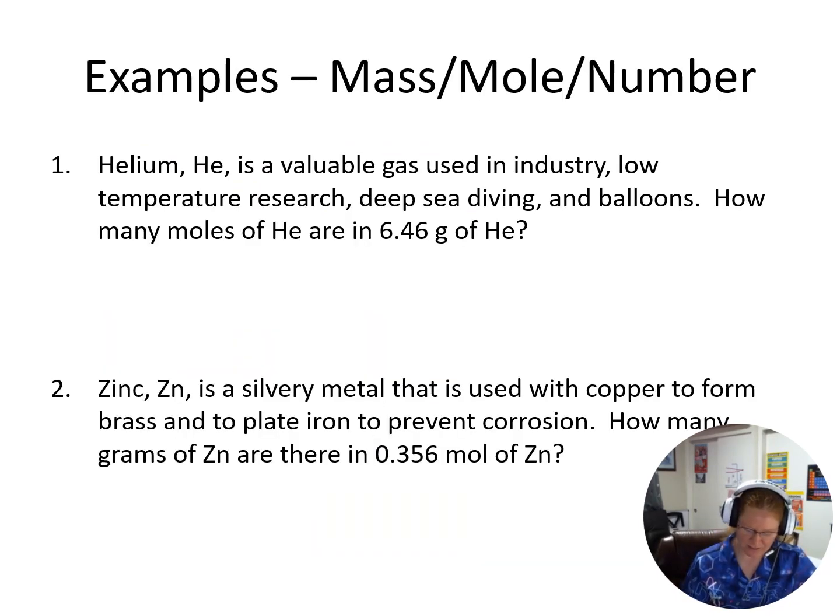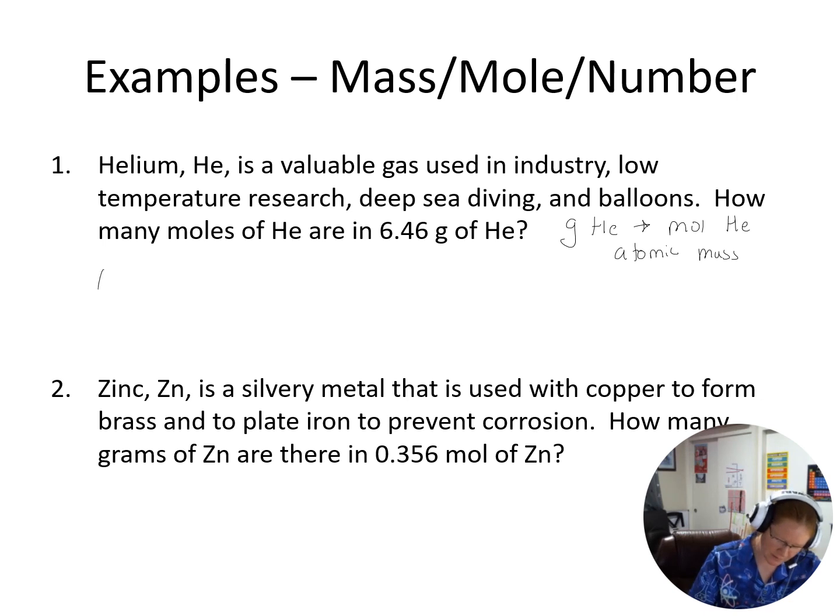Okay, so here's our first example, helium. I want to know how many moles of helium are in 6.46 grams of helium. So we want to go from grams of helium to moles of helium. Okay, and to go from grams to moles, we need the molar mass. And since it's just an atom, I'll use the atomic mass. Okay, and we get that from the periodic table.